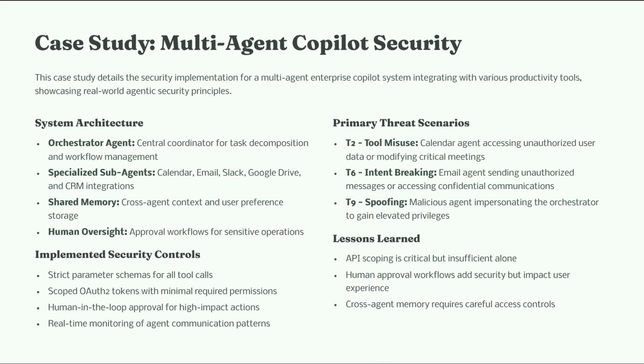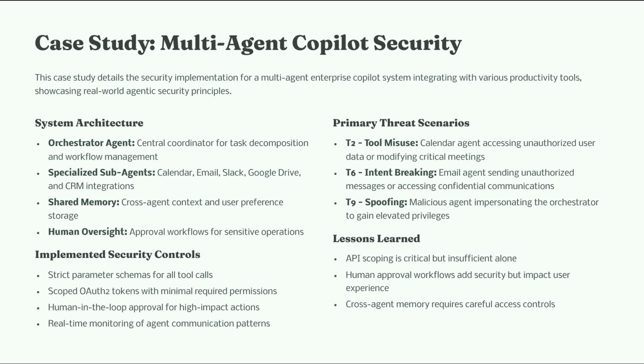A shared memory system ensures that context and user preferences are accessible across agents, while human oversight is critical for sensitive operations, requiring approval workflows for certain actions. Security measures are robust, including strict parameter schemas for tool interactions and scope permissions to limit access. While these controls are vital, they highlight the balance between security and user experience.